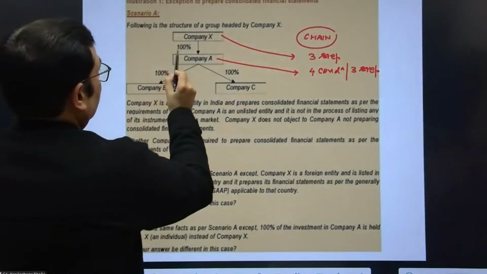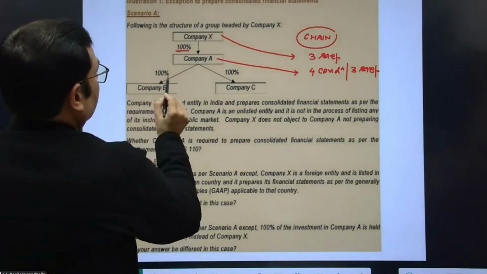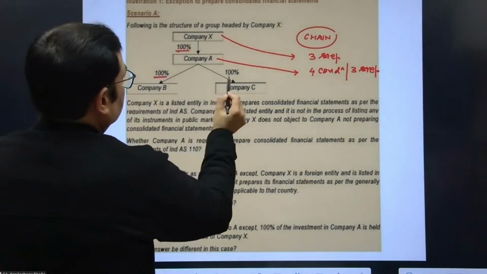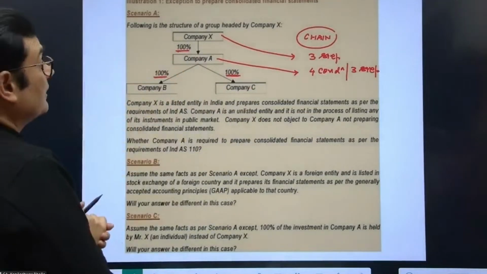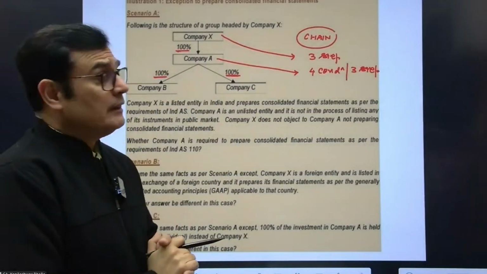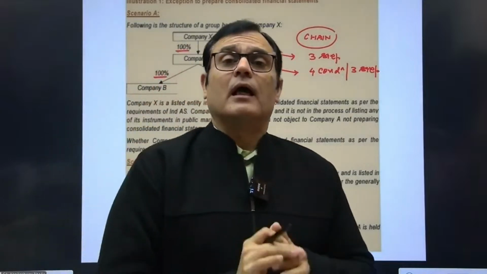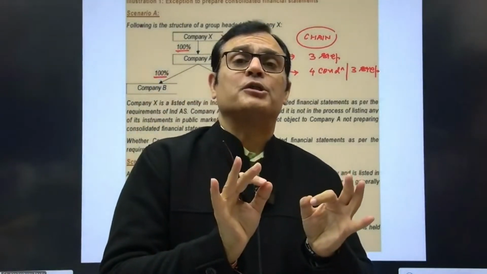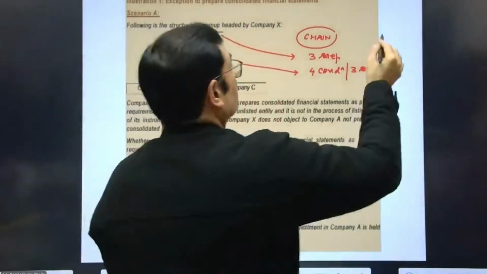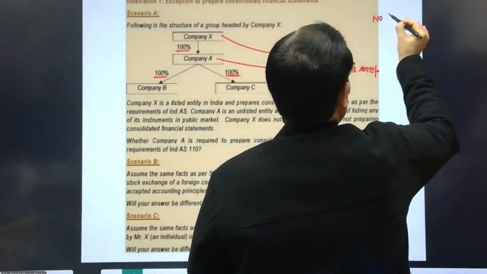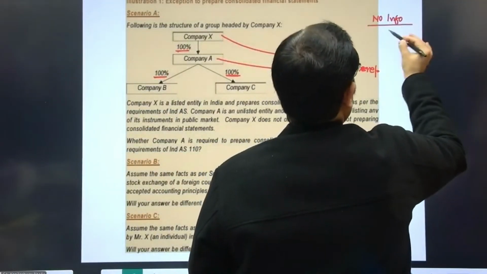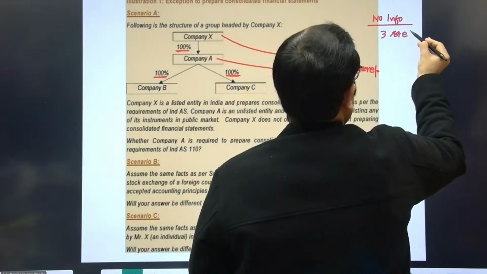The company X has got a 100% stake in A. Company A has got 100% stake in B and C. Now let's see it further. Now let me tell you that in this particular case, I am given no information on the three-step model. I'm telling you in advance. In this particular case, in this illustration, there is no information which is given on a three-step model.